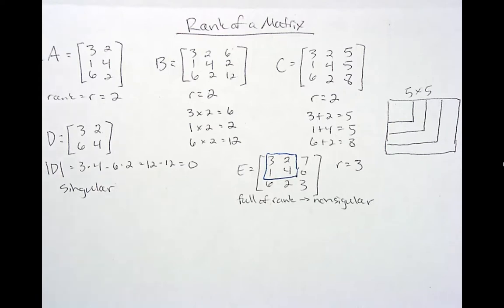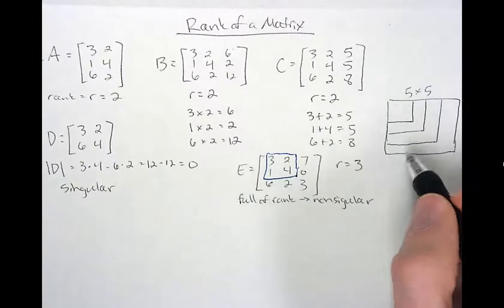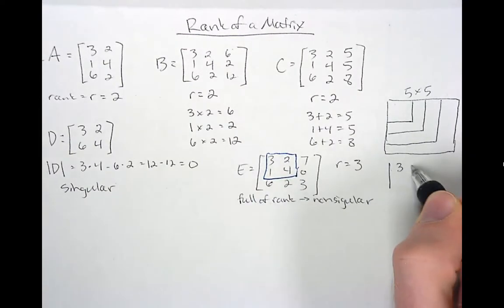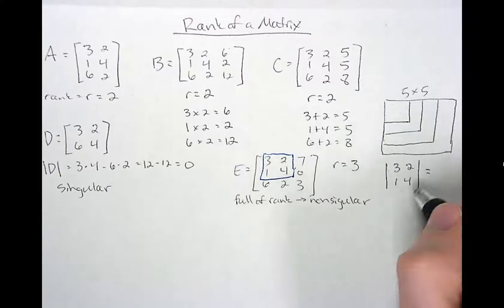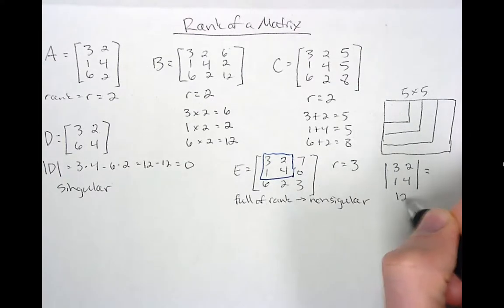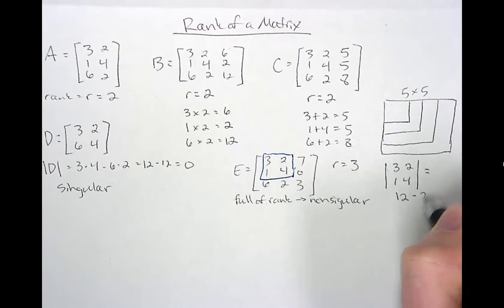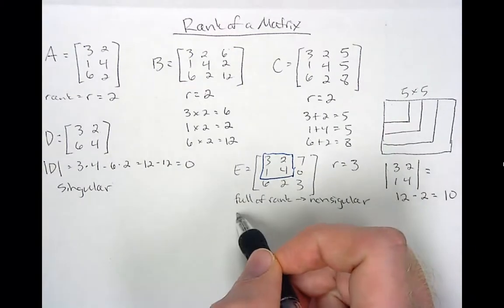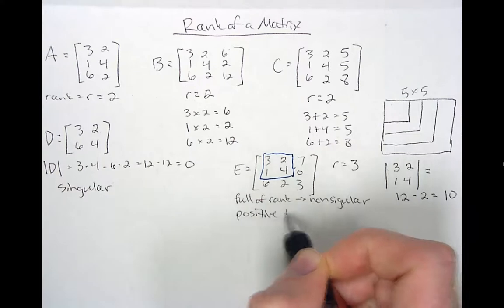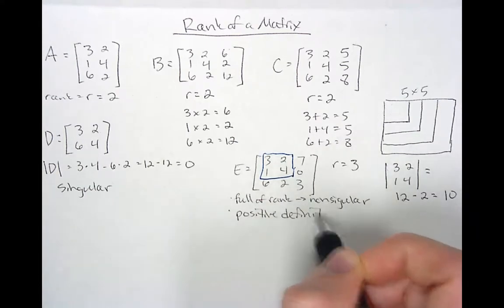So let's get the determinant of this one. The determinant of 3, 2, 1, 4 is equal to 3 times 4 is 12, minus 2 times 1 is 2, which equals 10. So because this has a positive determinant, we can also call E positive definite.